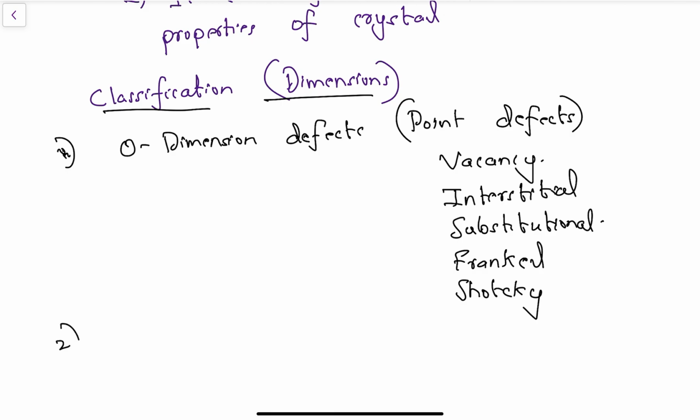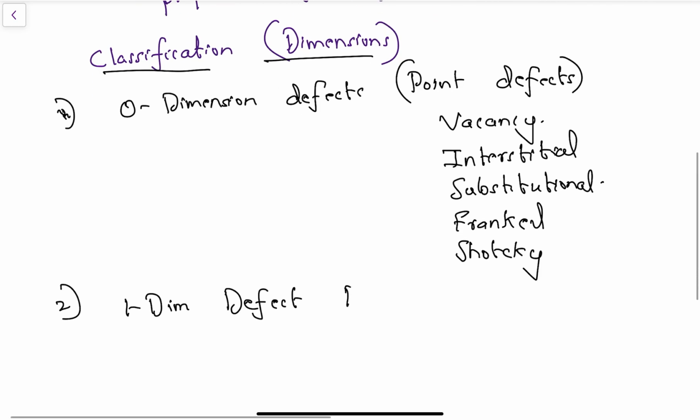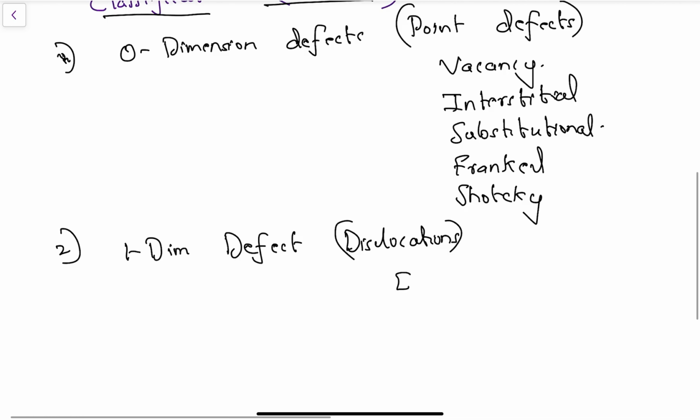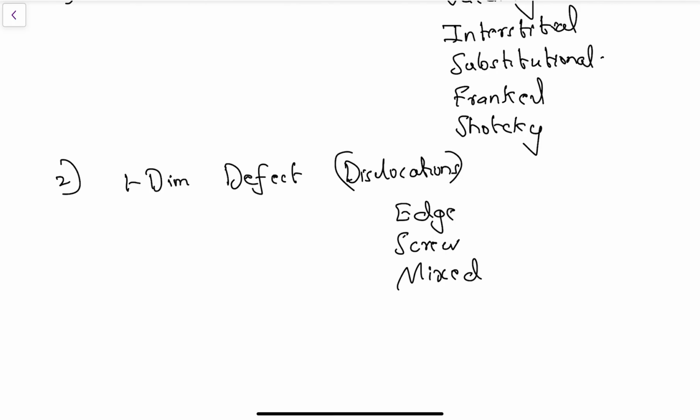And then you have the 1D defect, one dimensional defect. Okay. So these are called dislocations. So dislocations are of several types like edge dislocation, screw dislocation, and mixed dislocation, which we will study in detail in another video on dislocations.